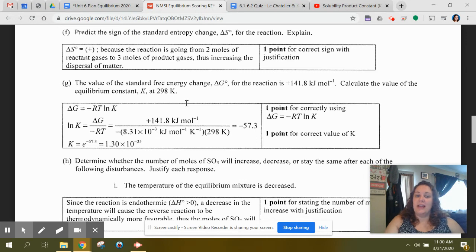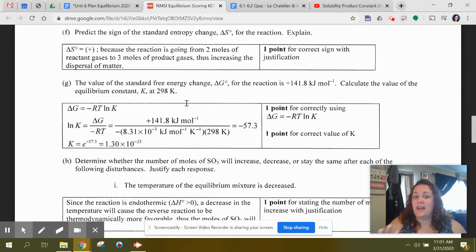So delta G is negative RT ln K. We're looking for K, so we can rearrange. Plug in delta G, plug in R, plug in the temperature in Kelvin. You wind up getting the ln of K is negative 57.3. And then you use the E function to undo that ln. So E to the negative 57.3 gives us K. So K is 1.3 times 10 to the negative 25th.